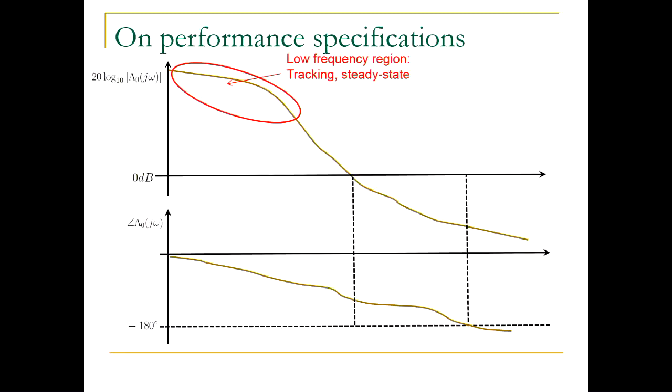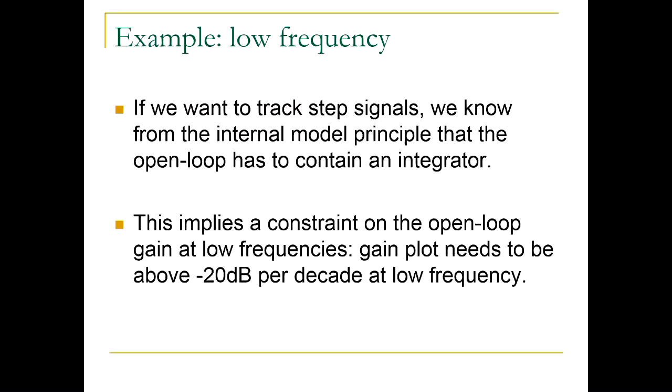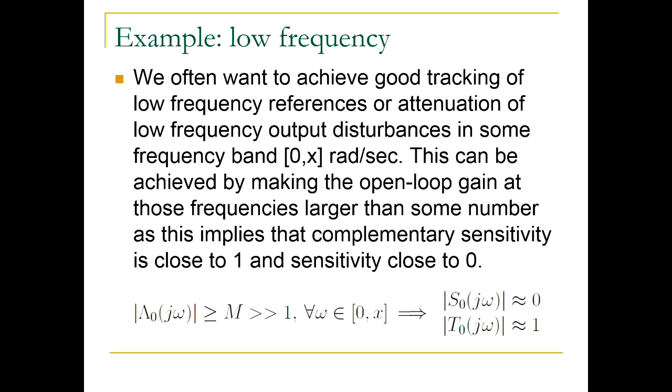And that means that this guy here would have to be above a line that is determined by some sort of integrator Bode plot, right? So also, if we want to achieve good tracking for low frequency references, or attenuation of low frequency output disturbances in some frequency band between 0 and x, then we will have to have that the gain is very large.